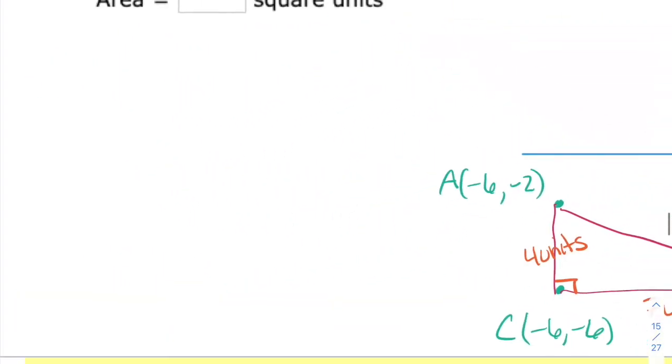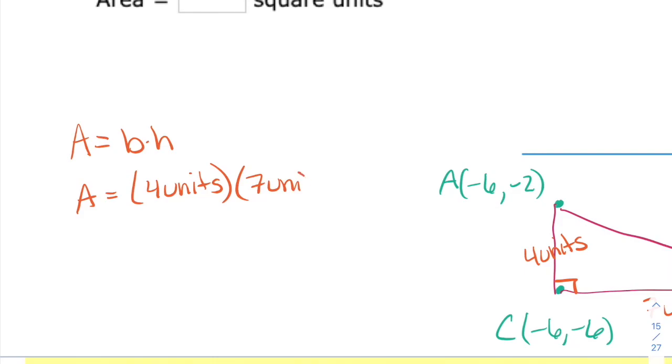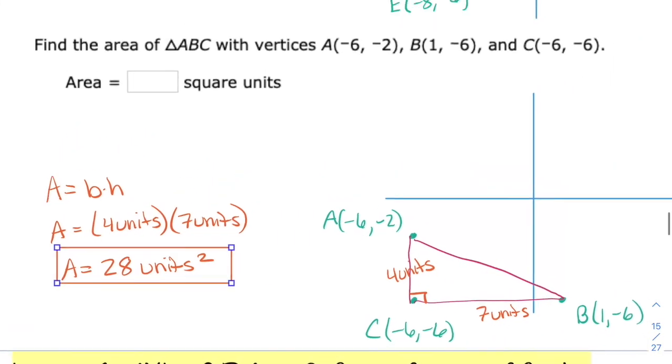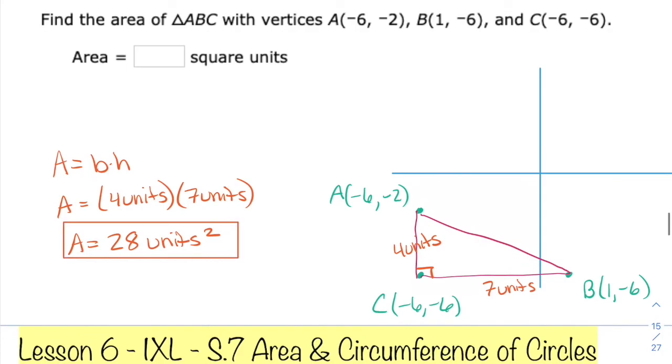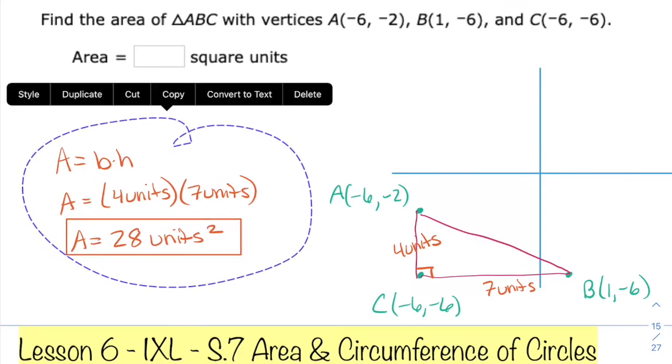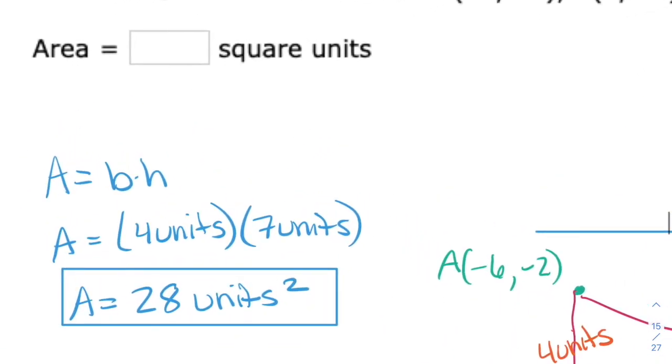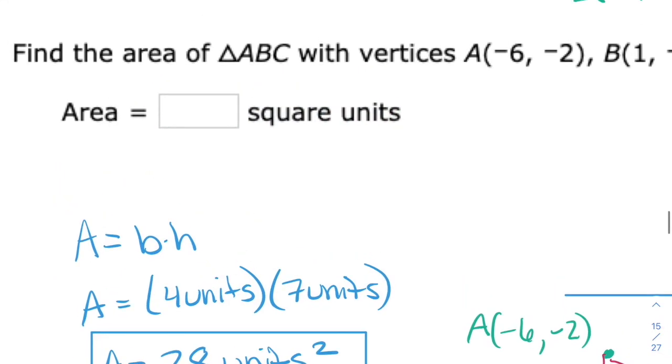So area is base times height. So area is 4 units times 7 units. So area equals 28 units squared. Just above, I used blue, so I'll use blue. And that's it. So 28 units squared.